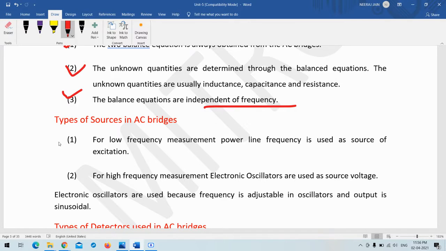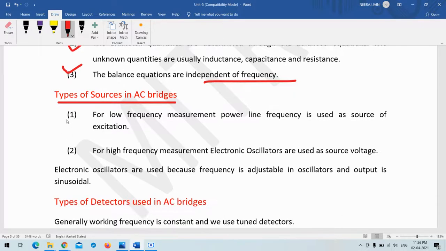Now we see the types of sources in AC bridges. Generally two types of sources are used. For low frequency measurement, the power line frequency, which is 50 Hz in India, is used as the source of excitation, while for higher frequency measurement, electronic oscillators are used as the source voltage.